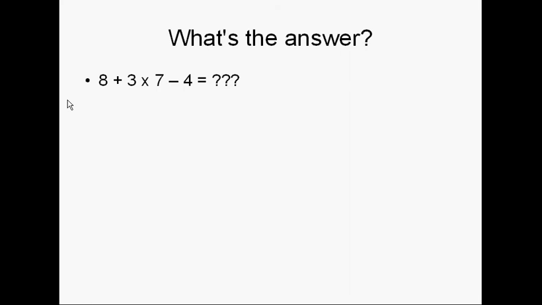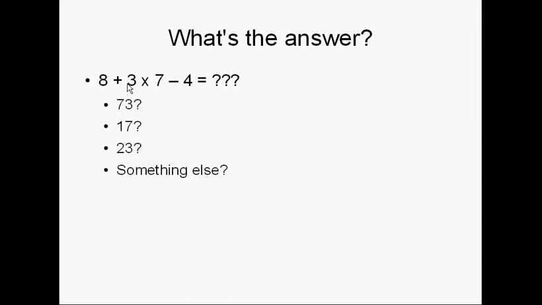So here's a problem. 8 plus 3 times 7 minus 4. What does that equal? And so what I want you to do is push pause, work that problem out, and then see if you get the right answer. Okay. Did you get 73? Or did you get 17? Or did you get 23? Maybe you got something else. See, it all depends on what you do first.